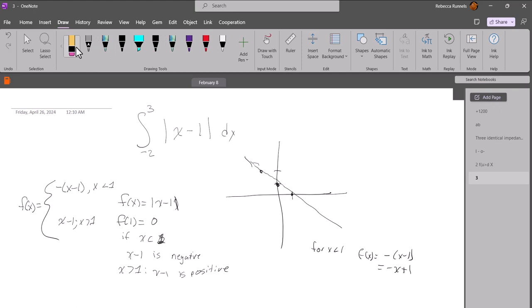And so this part gets reflected up. So let me plug 2 in and see what I get. Now I'm at the absolute value function, so when I'm at 2, x is greater than 1, so f of 2 is 2 minus 1, which is 1. And then f of 3 would be 2.